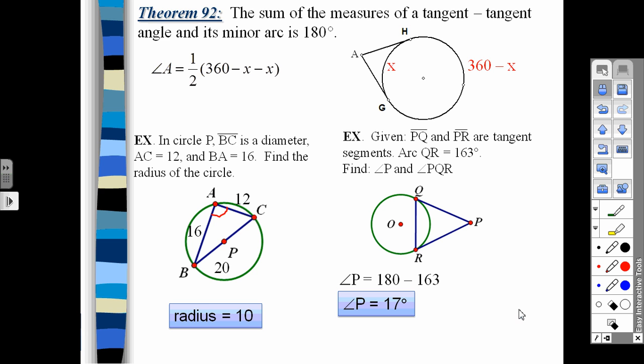Okay, now using our two tangent theorem from before, since these are both tangents, they're both congruent. So now we know that this is an isosceles triangle. And if we know this angle is 17, these two angles are congruent. They have to add up with 17 to be 180, because in a triangle all the angles add up to be 180. So angle PQR is going to be half of 163, since this angle and this angle added up is 180 minus 17, which is that 163. So half of 163, we get 81.5. So that's not too bad.